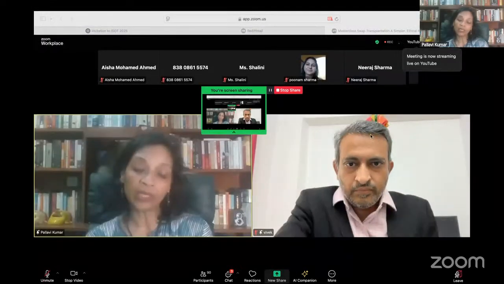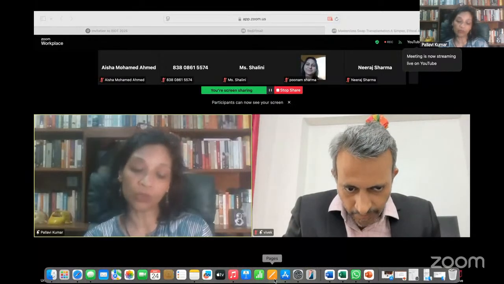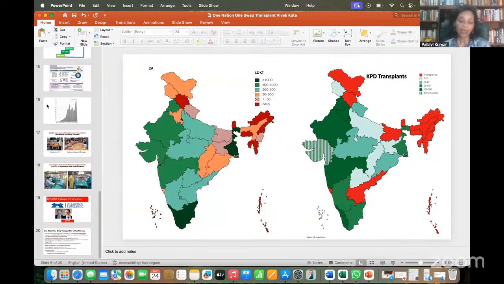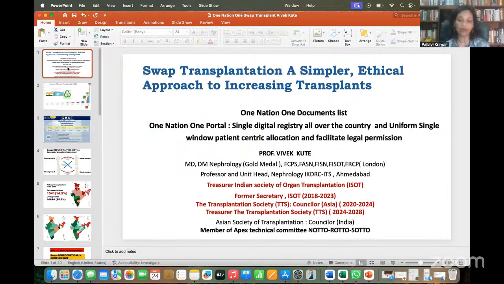He's also led the largest multi-center analysis of kidney exchange transplantation in India, encompassing 1839 kidney exchanges across 65 centers from 2000 to 2024, with swap chains ranging from 2-way to 10-way transplants. Professor Kute holds several key national and international roles. He's a secretary of ISOT. He's the counselor at the Transplantation Society, counselor Asian Society of Transplantation, member WHO Task Force on Transplantation, member DICG.